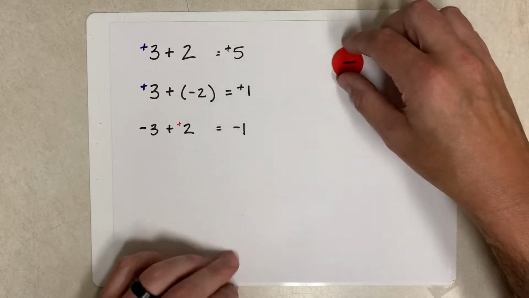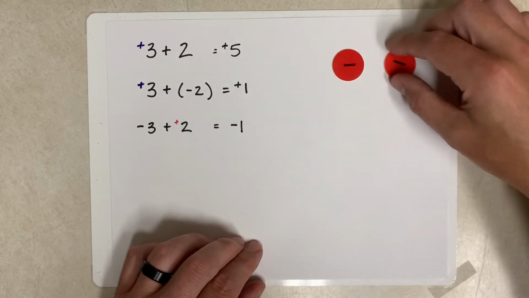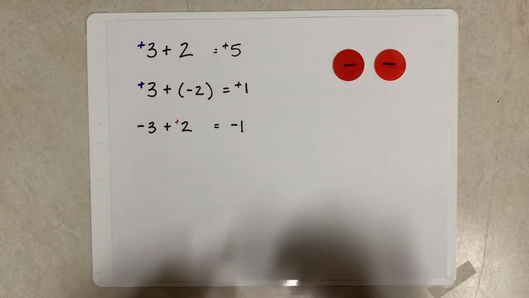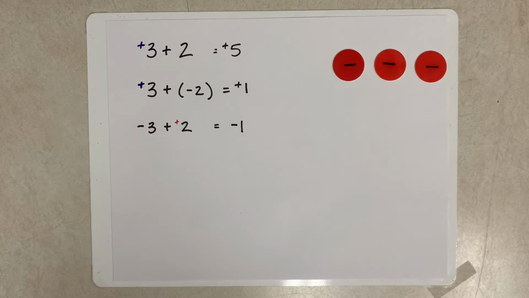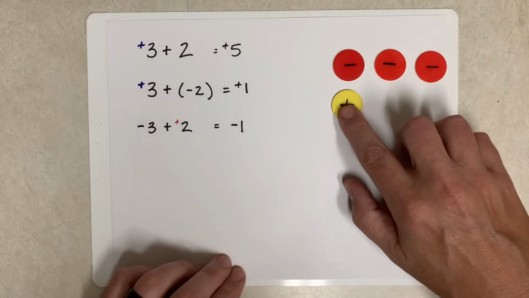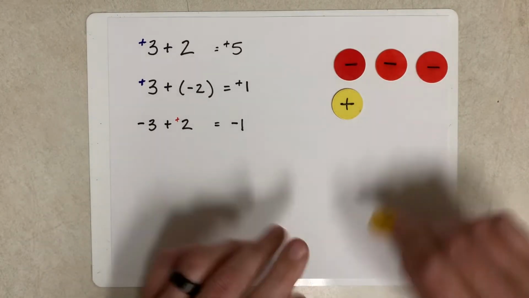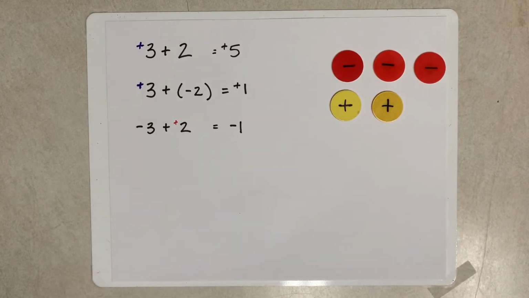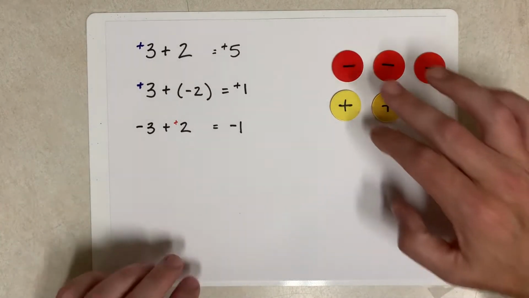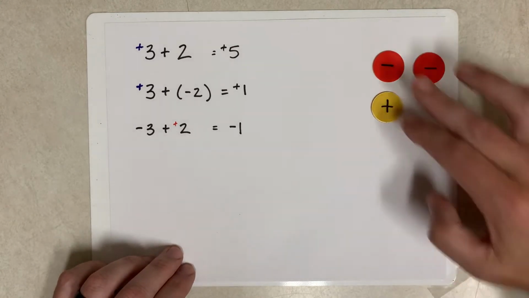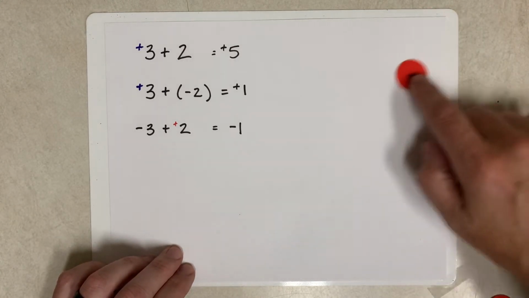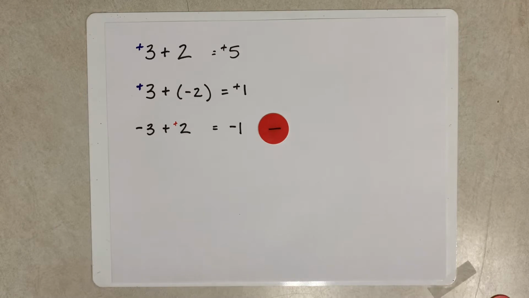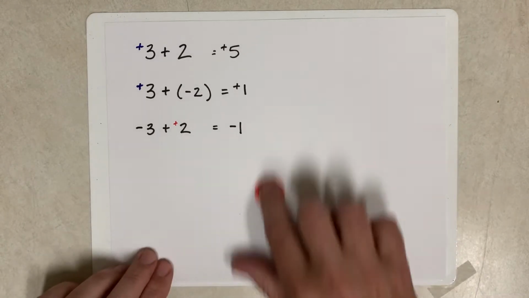I've got -3, -1, -2, there's -3, and I have a +2. And I'm going to add those together. Okay, again, they cancel in pairs. A negative and a positive each cancel in a pair. So that pair is gone, that pair is gone, and so it's going to leave, just like we thought, a -1.